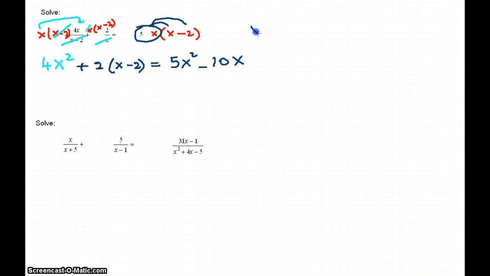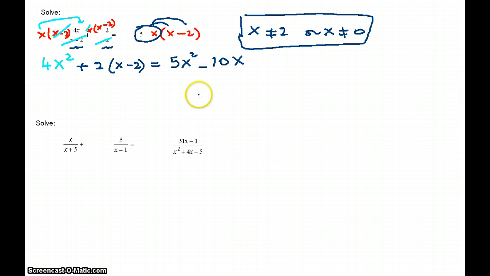So I'm going to make sure here x does not equal 2 and x does not equal 0, because if x equals 2, this becomes 0, a number over 0, undefined. If x equals 0 also, this becomes 0, a number over 0, undefined. So we want to make sure the final answer does not equal 2 or 0.